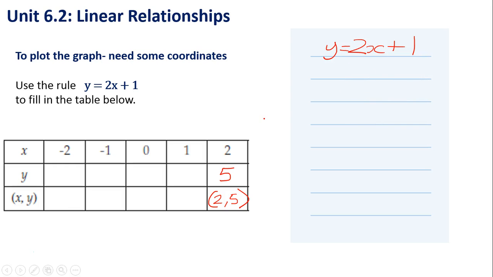Okay, we'll rub that out. The next one, x equals 1. We substitute in y equals 2 times 1 plus 1. So 2 plus 1 equals 3. So y equals 3. The coordinate is 1, 3. The next one, if x equals 0, we substitute in 2 times 0 plus 1. Anything times 0 will just be 0. So y equals 1, and the coordinate is 0, 1.